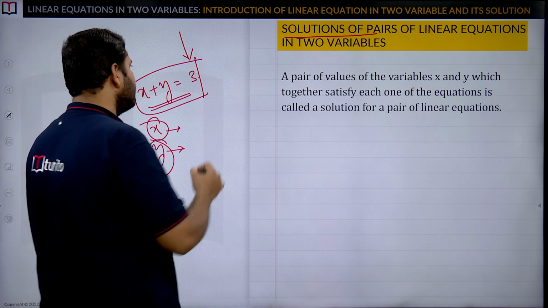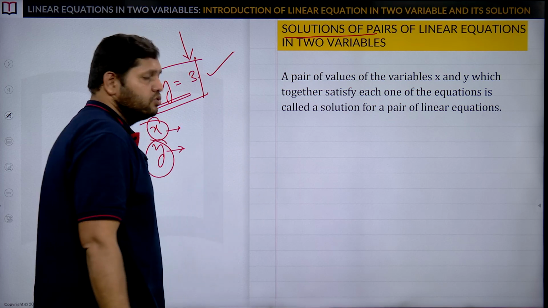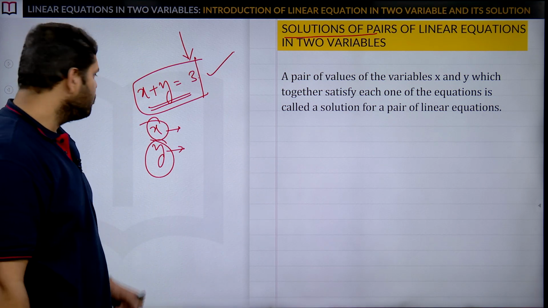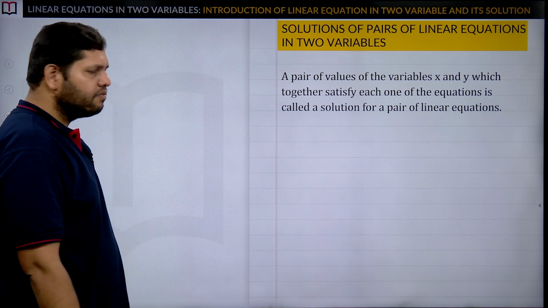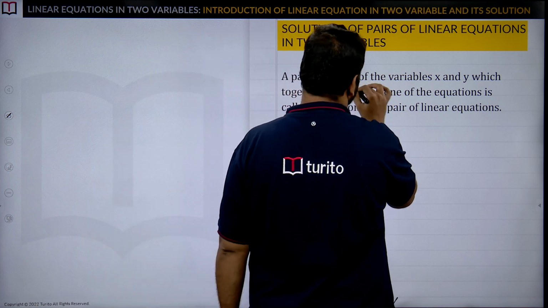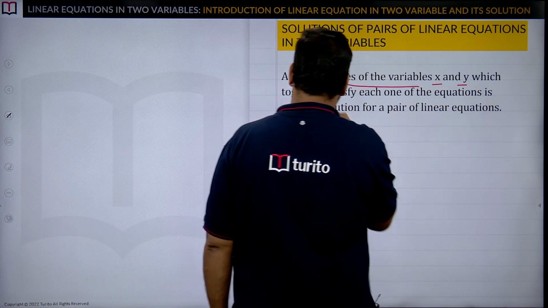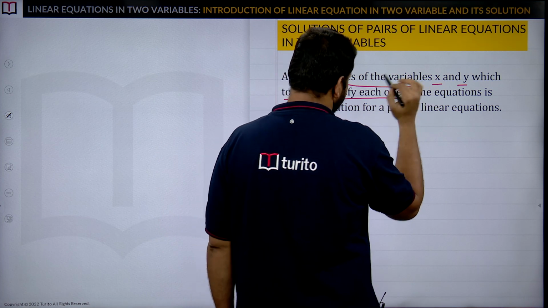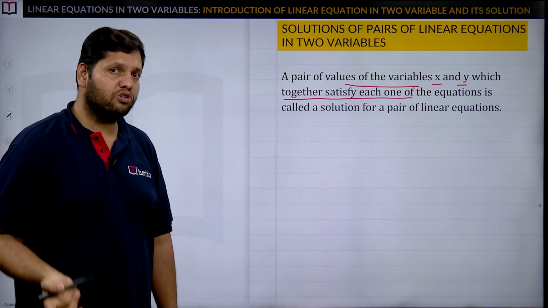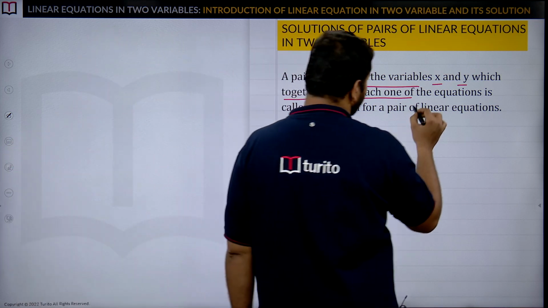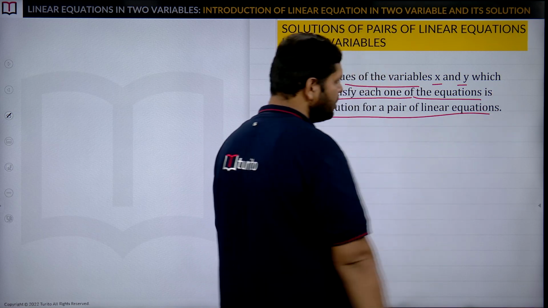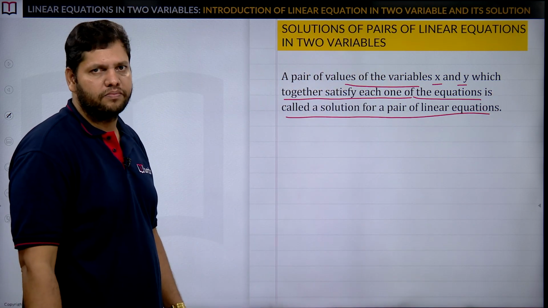Then I can say it is what? A solution of a linear equation in two variables. So my question, children, how many solutions does a linear equation in two variables have? Let us see now. A pair of values of the variable x and y which together satisfy, children, listen here, together means both values together satisfy each one of the equations, is called what, children? A solution of a linear equation in two variables.